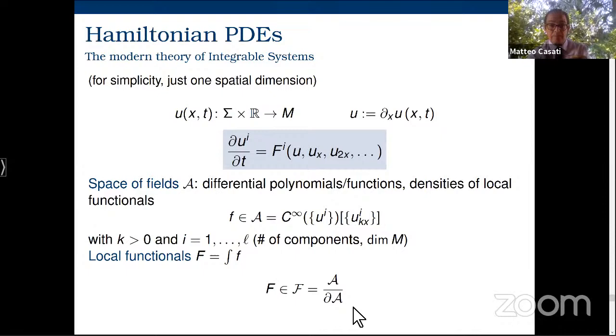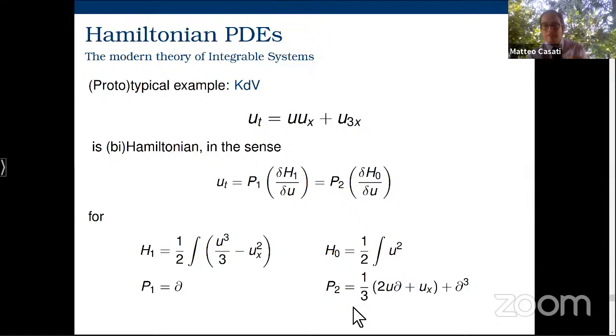The prototypical example of a Hamiltonian PDE is KdV, the Korteweg-de Vries equation. Of course, as everyone knows, this is integrable. It is a nonlinear equation. There is this nonlinear term, which is a Hopf-like term, and a dispersive term, which involves derivatives of the function.